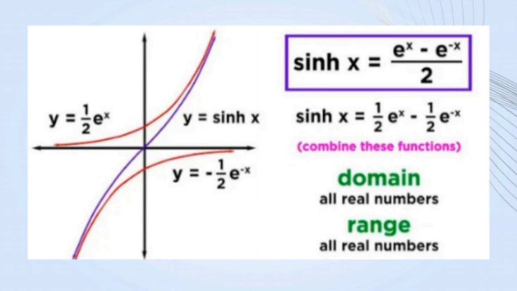We have hyperbolic sine x is equal to e to the power of x minus e to the power of negative x, all over 2. We're going to break it into two. So, hyperbolic sine x is equal to 1 half e to the power of x minus 1 half e to the power of negative x. What does that mean graphically? If we sketch this up, we get hyperbolic sine x. This one has a domain and range of all real numbers.